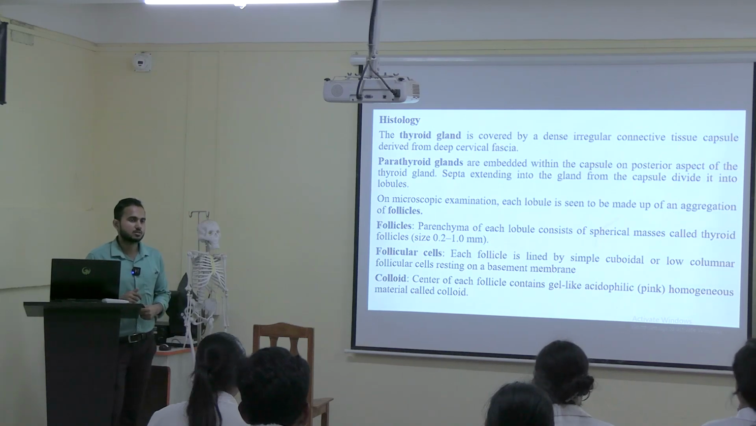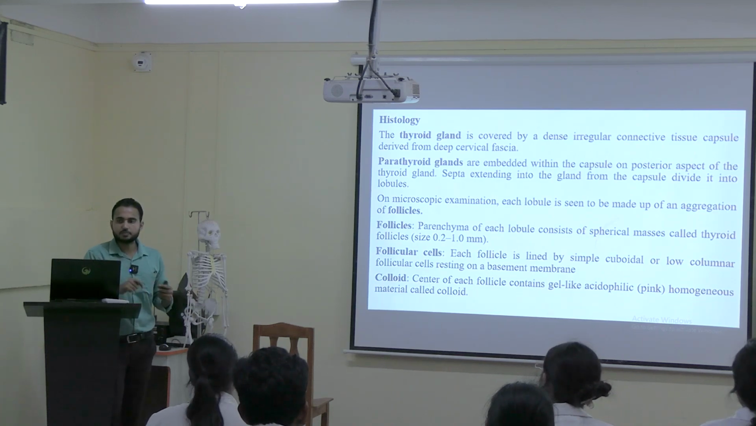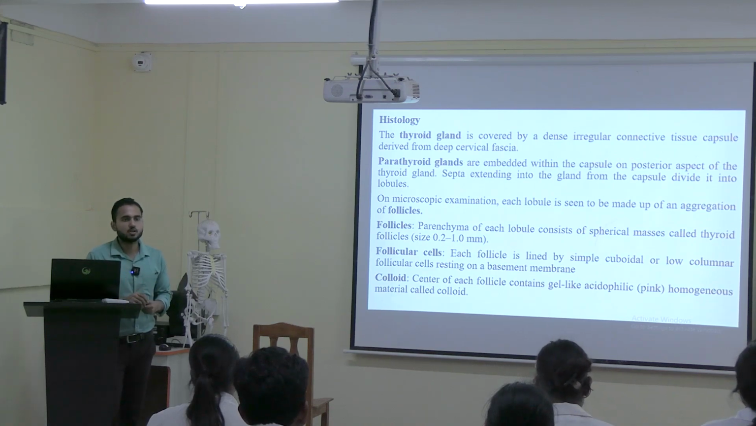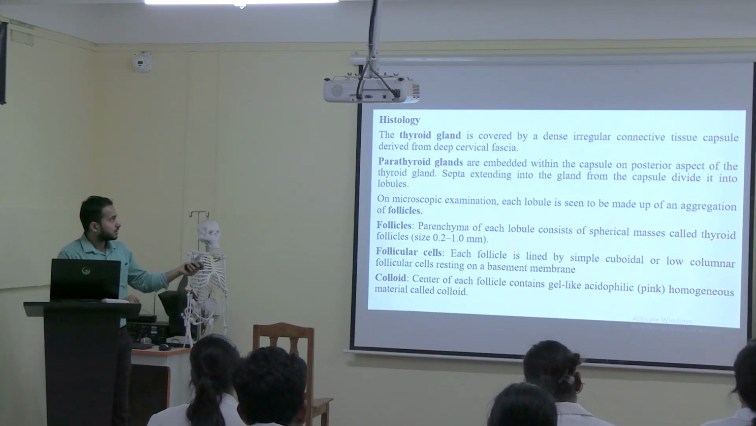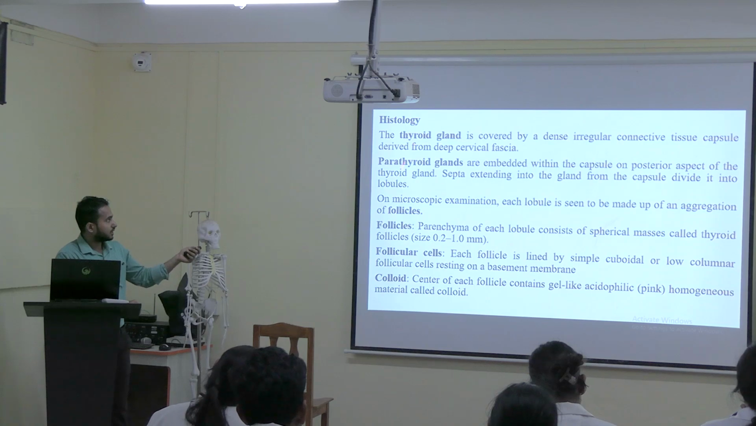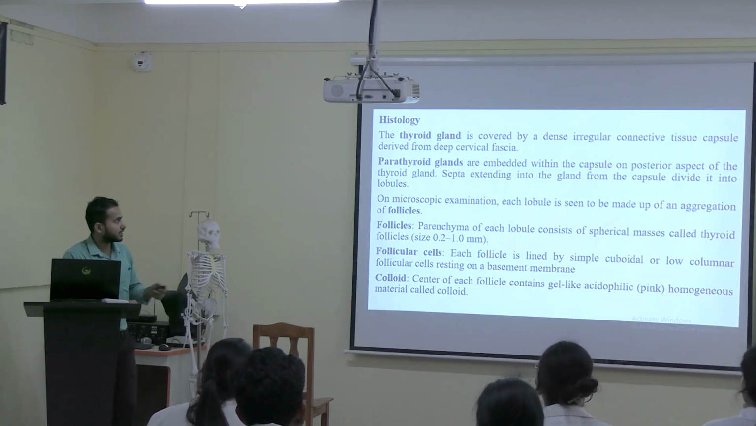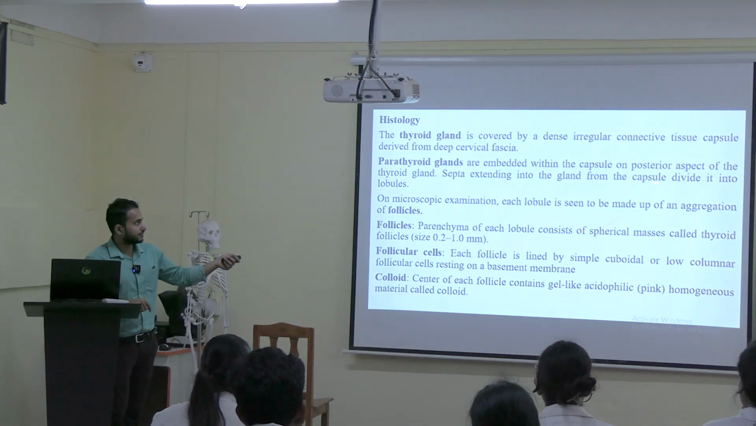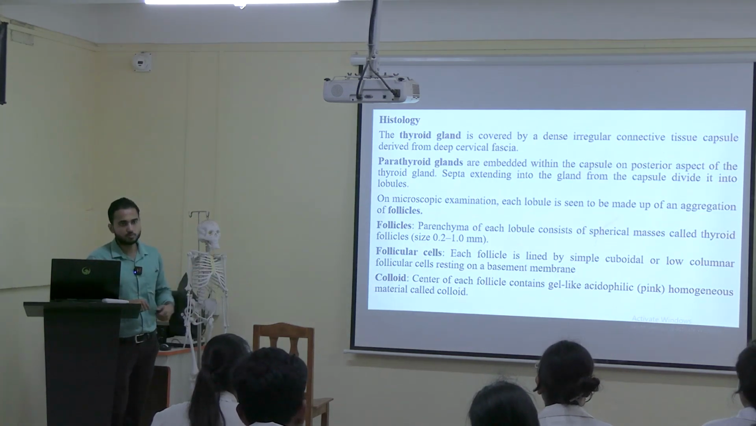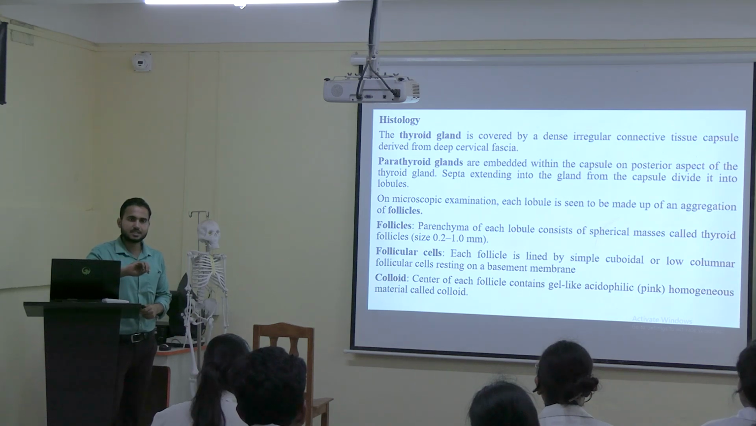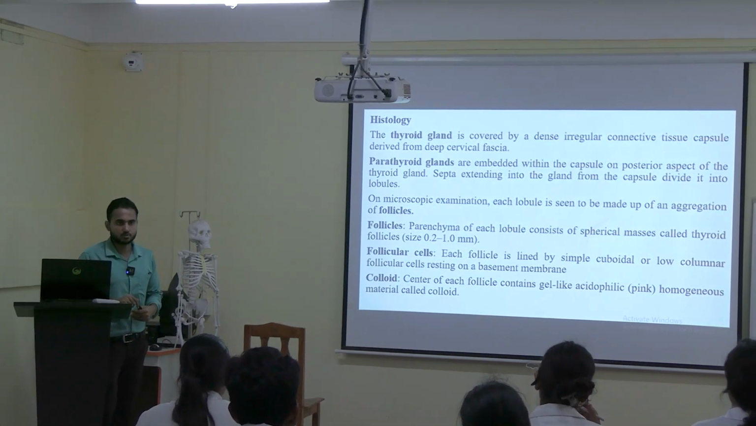After that what happens? From capsule what will go inside the gland? Connective tissue septa. Here also connective tissue septa is extending into the gland and dividing into small lobules. Okay. So you can see on microscopic examination, each lobule of the gland is made up of aggregation of follicles. So septa extending from the capsule divided the gland into lobules. Okay, and the structure is almost the same for thyroid gland and for parathyroid gland also.